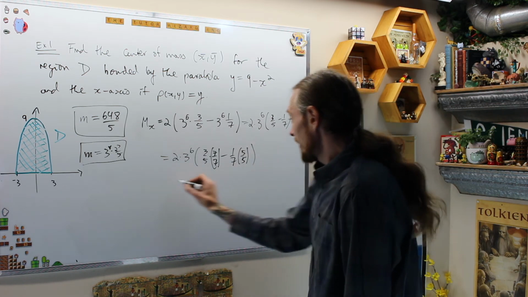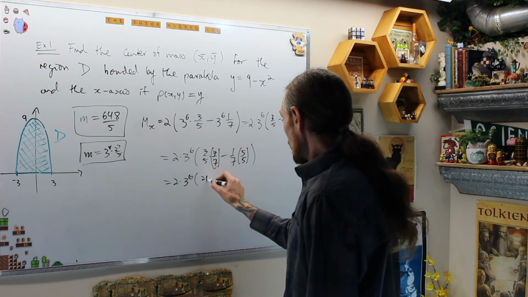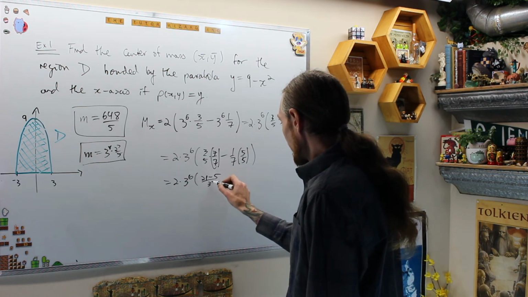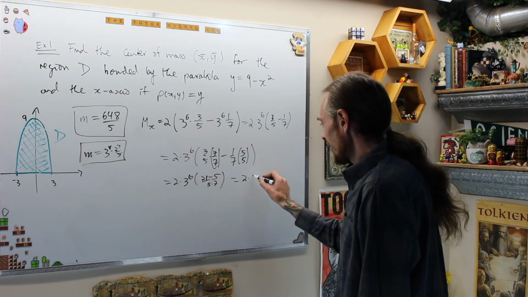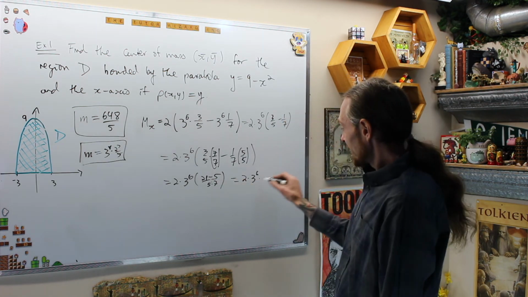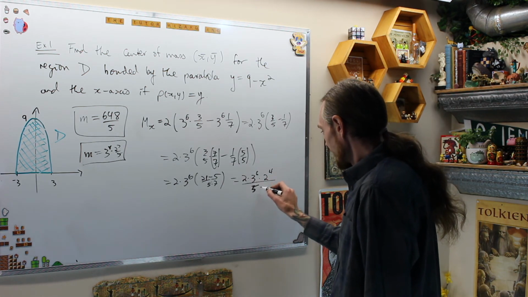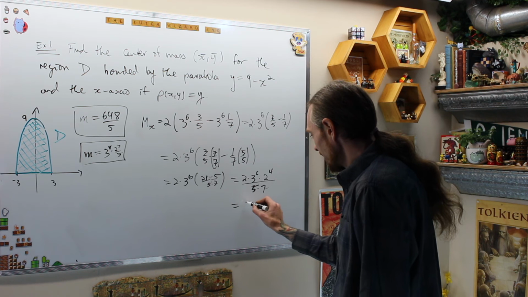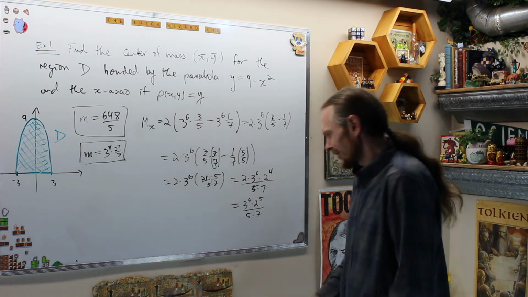And so I'm going to get 2 times 3 to the 6 times 21 minus 5 over 35, or 5 times 7, which is 2 times 3 to the 6 times 16, which is 2 to the 4 over 5 times 7, or this is equal to 3 to the 6, 2 to the 5 over 5 times 7. You're like, I wouldn't have wrote it like that.